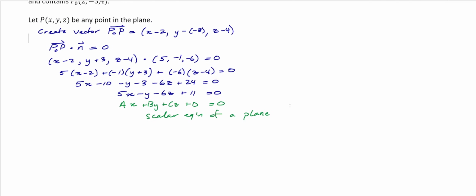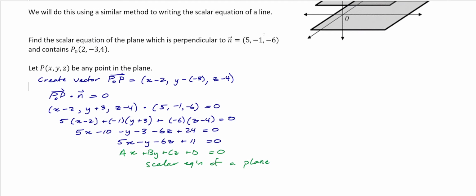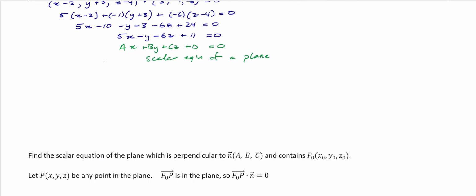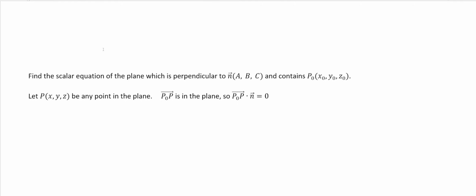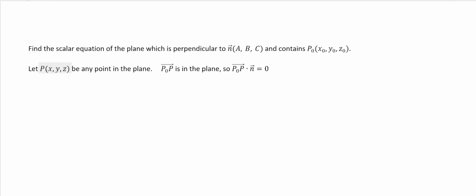We can see right here that this was done using a very specific normal and a very specific point. But let's now develop this using more general terms, right? So instead of having an actual point, we say x naught, y naught, z naught. Instead of having numbers for the normal, I'm going to use a, b, and c. Okay, so let P be any point on the plane. P naught P is in the plane, so therefore P naught P dot product n must be equal to 0.